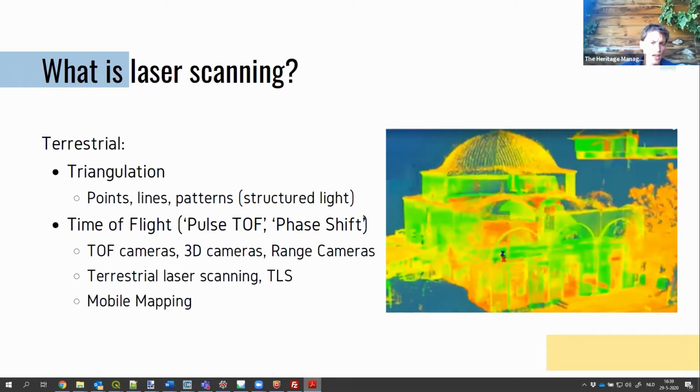In most of the applications that you will be using in heritage documentation, you will use time-of-flight scanners. And time-of-flight scanners, there are two types of time-of-flight scanners. You have the pulse time-of-flight, we'll discuss that later, and a phase shift scanner. So now we are talking about time of flight cameras, 3D cameras, range cameras.